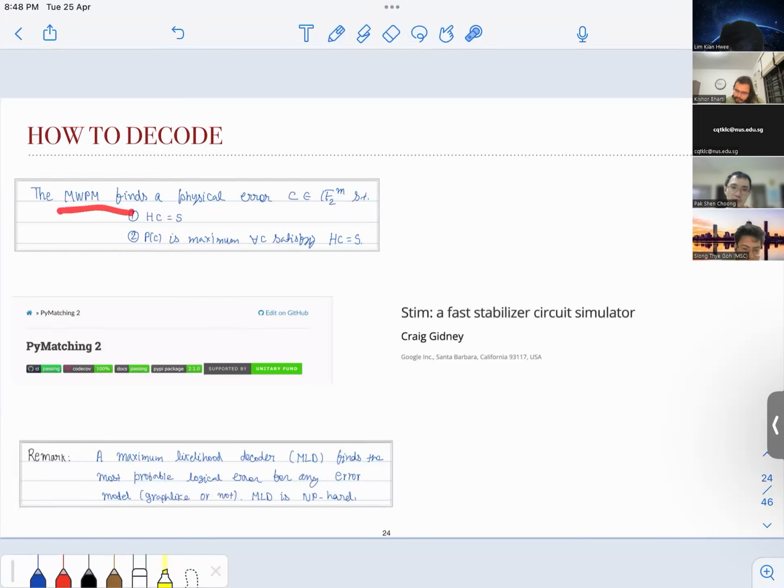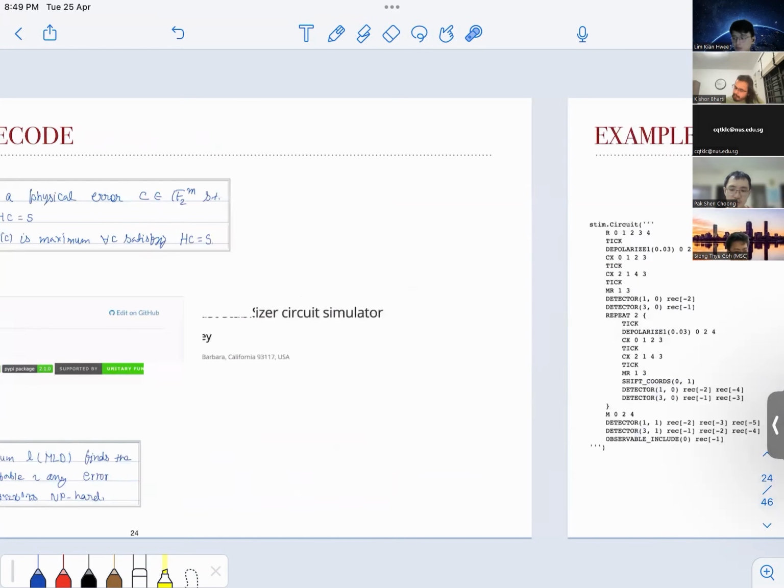So the MWPM decoder basically finds a physical error C such that HC equals S, where S is the syndrome, and P of C is maximum over all C which satisfy condition 1, which is HC equals S. Note that the maximum likelihood decoder, on the other hand, tries to find it not only for graph-like models, but for a general scenario. And that's why the maximum likelihood decoder problem is NP hard. But MWPM decoders try to solve the problem approximately.